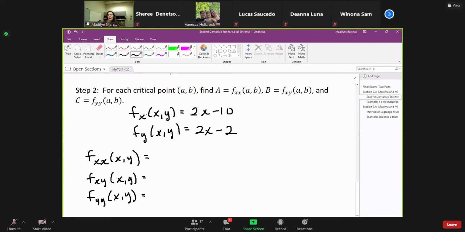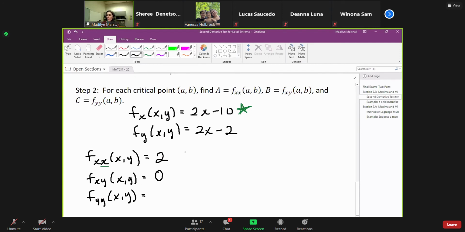So we would start with that 2X minus 10 and then do it with respect to X again, and that would give us 2. And if we have X and then Y, we start with that same one again, but there's no Y's in that at all. So it's really just a constant. That gives us a 0.